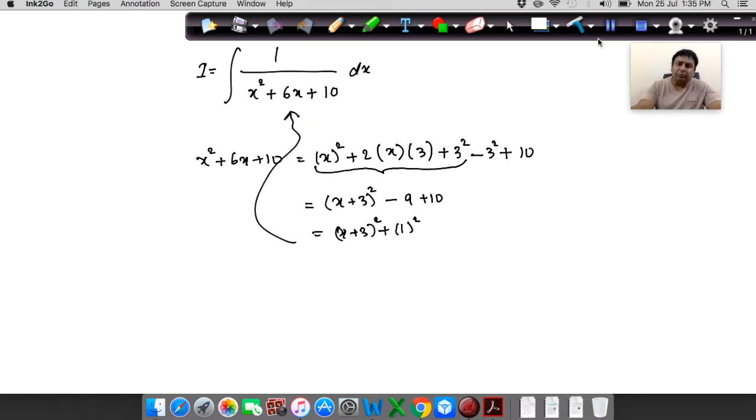So what we do, in place of the quadratic we can write (x + 3) whole square plus 1 square, and you know that this is nothing but 1 upon x square plus a square again. So tan inverse (x + 3), because a here is 1. So 1 by 1 tan inverse of (x + 3) by 1, plus c is your answer.